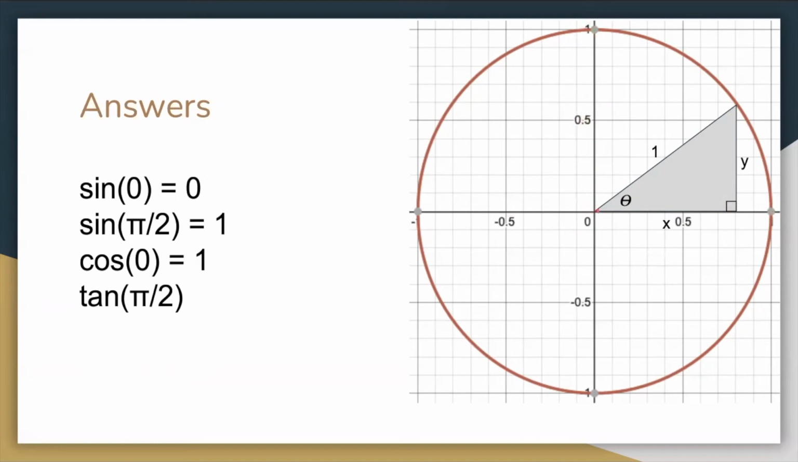Cosine of 0, that's this line right over here, and the x value of this point is 1. Tangent of pi over 2 is undefined because for this line right over here, the y value is 1 and the x value is 0. So you have 1 divided by 0, which is undefined.